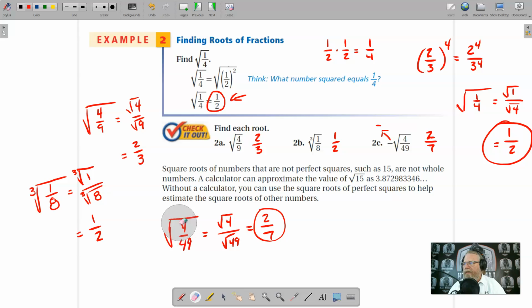All right. Let me erase this here, get that out of the way so we can read our next paragraph. Square roots of numbers that are not perfect squares, such as 15. 15 is not a perfect square. Their square roots are not whole numbers. A calculator can approximate the square root of 15 as 3.8729833346. I think I put an extra 3 in there. Without a calculator, you can use square roots of perfect squares to help estimate the square roots of other numbers.